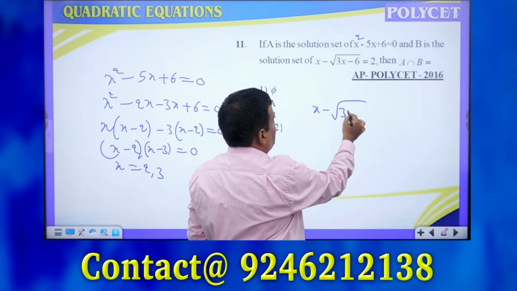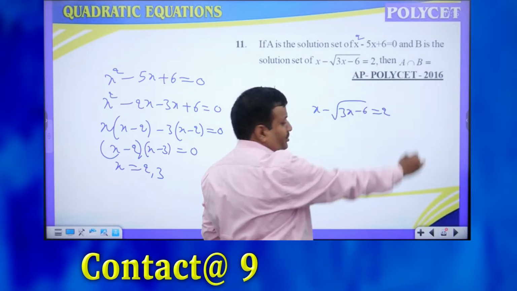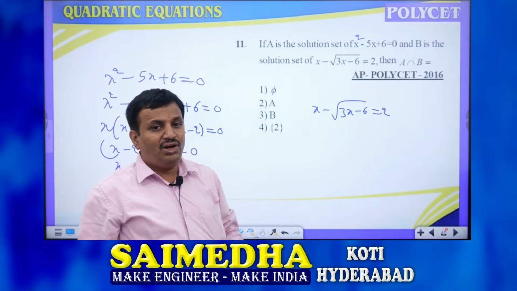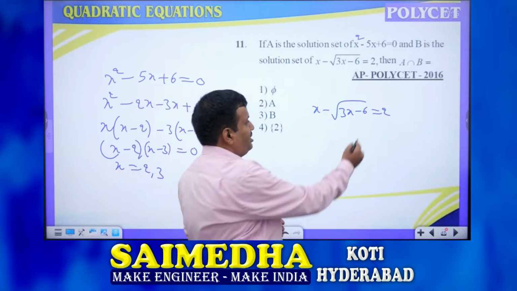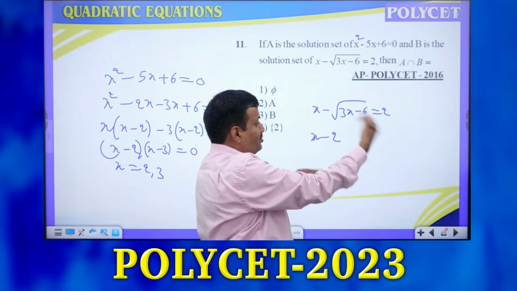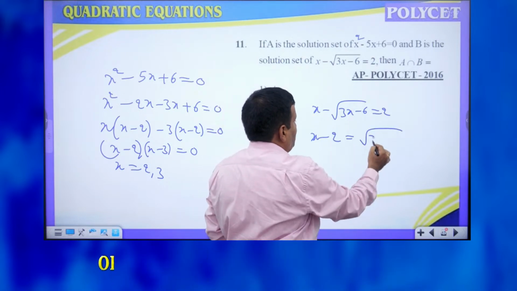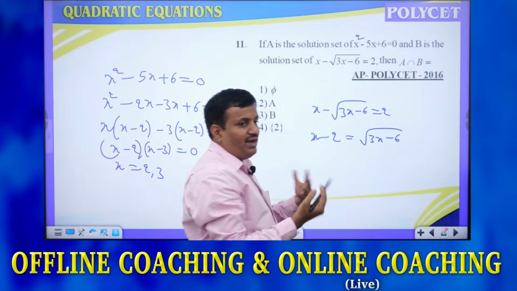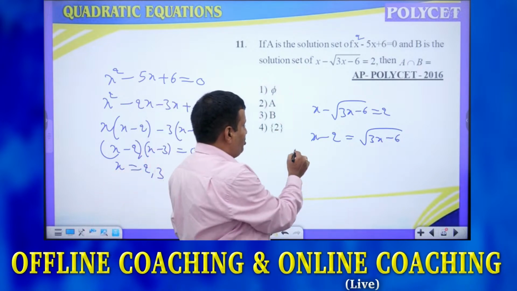2 and 3 are the roots of the first quadratic equation. Now the second equation, x minus root 3x minus 6 equal to 2. There is a square root here, we have to eliminate that. Bring the 2 to this side and keep the square root on the other side: root 3x minus 6. Take squaring on both sides.